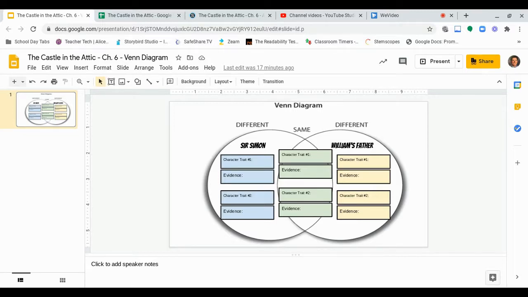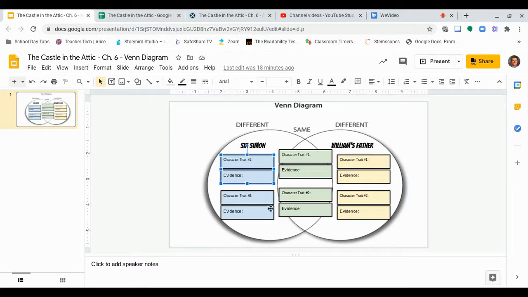Fearless kind of goes along with that. Yeah, those are character traits. And again, we're avoiding simple character traits like nice. That's boring. We're not using nice as a character trait. But what you're doing, you're going to see you have this Venn diagram with the circle for Sir Simon and the circle for William's father.